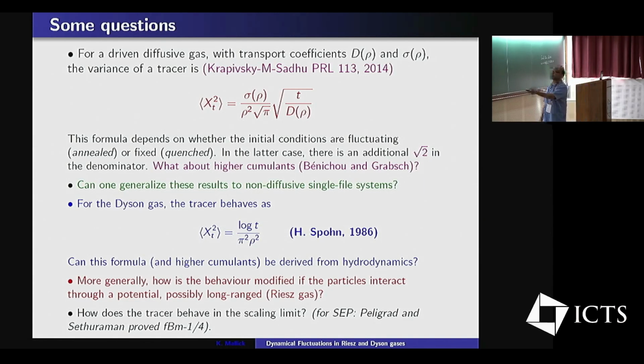So can we retrieve this logarithmic growth of the variance of the tracer, very slow growth, and can we get higher cumulants in the Dyson gas and possibly some other classes of gas which are known as the Riesz gases. Another question that one may ask is that once you have tagged a particle and you look at its trajectory, you can ask what are the statistical properties of this object. In the case of the symmetric exclusion process, Peligrad and Sethuraman proved that a tagged particle trajectory asymptotically goes to the fractional Brownian motion with Hurst exponent 1/4. So you may ask this question for more general gases.